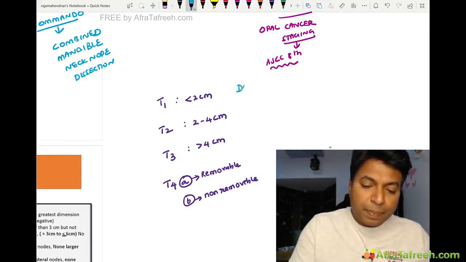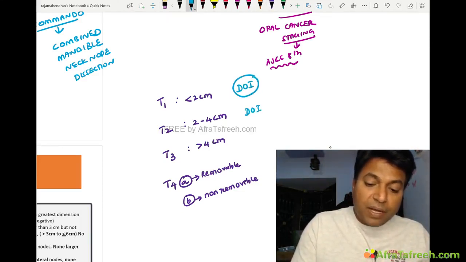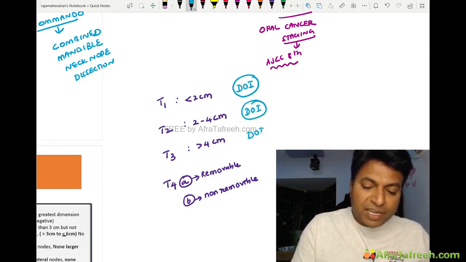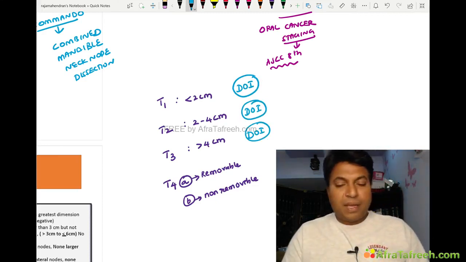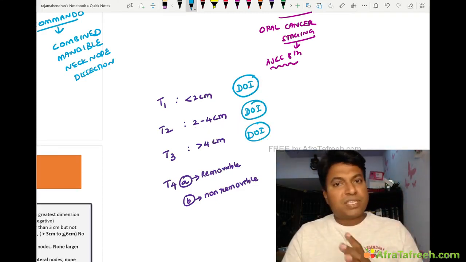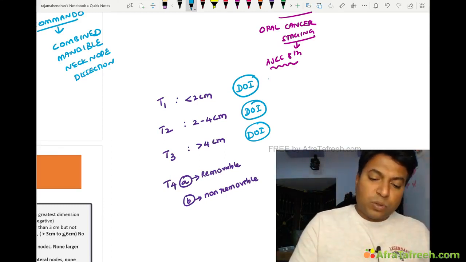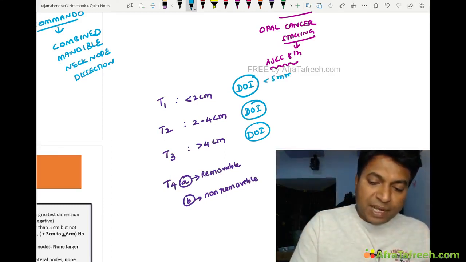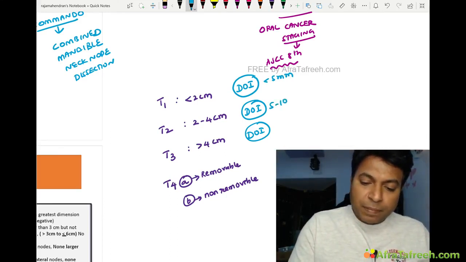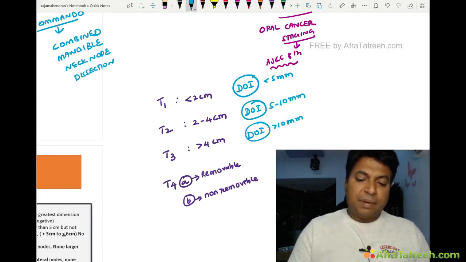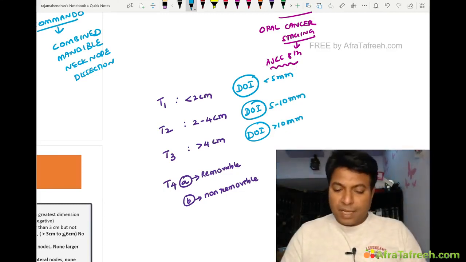They included depth of invasion also. They added a new term known as depth of invasion in AJCC 8th edition. In the previous edition it was not there. Now they added depth of invasion also. So depth of invasion of the tumor less than 5 millimeters, 5 to 10 millimeters, more than 10 millimeters is known as T1, T2, T3.